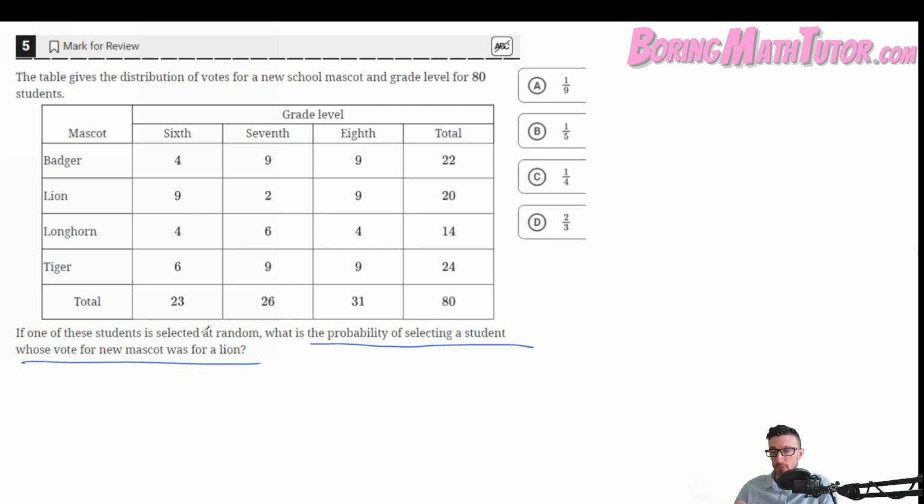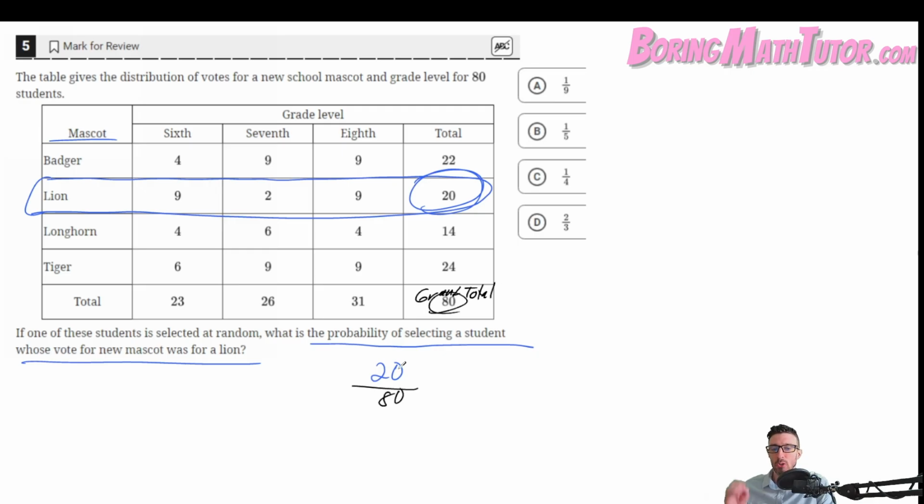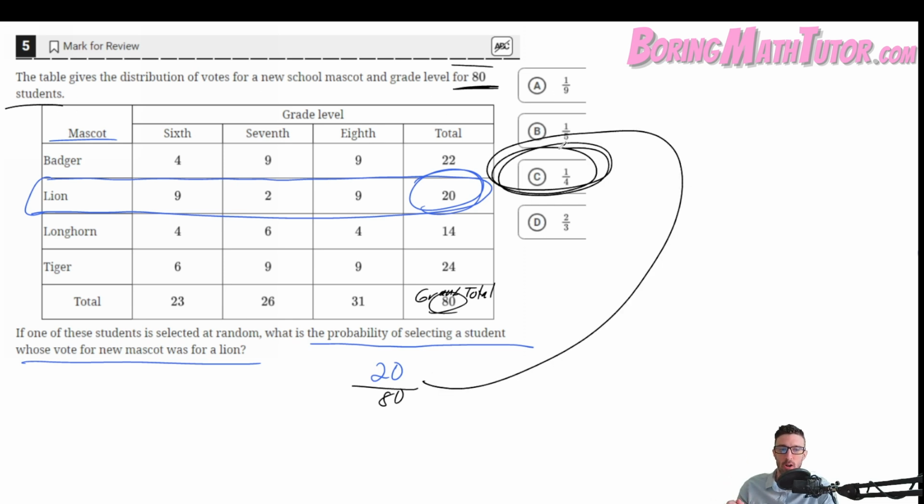They say, what's the probability of selecting a student whose vote for a new mascot was for a lion? I'm seeing mascot, lion. I'm looking at this row. And I'm looking at the total. That's very common, that they ask you probability problems where you're going to take that total number and you're going to divide it out of the grand total, which will often be hiding in this little corner right here, 20 out of the 80 students. For confirmation, you can read this. It said this is for 80 students. 20 out of 80 is 1/4. We are done. We are moving on.